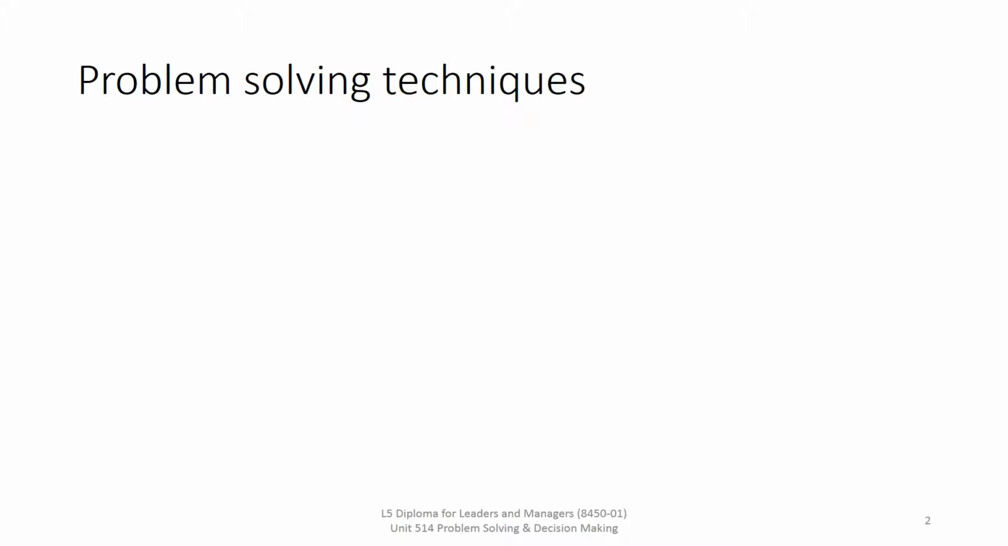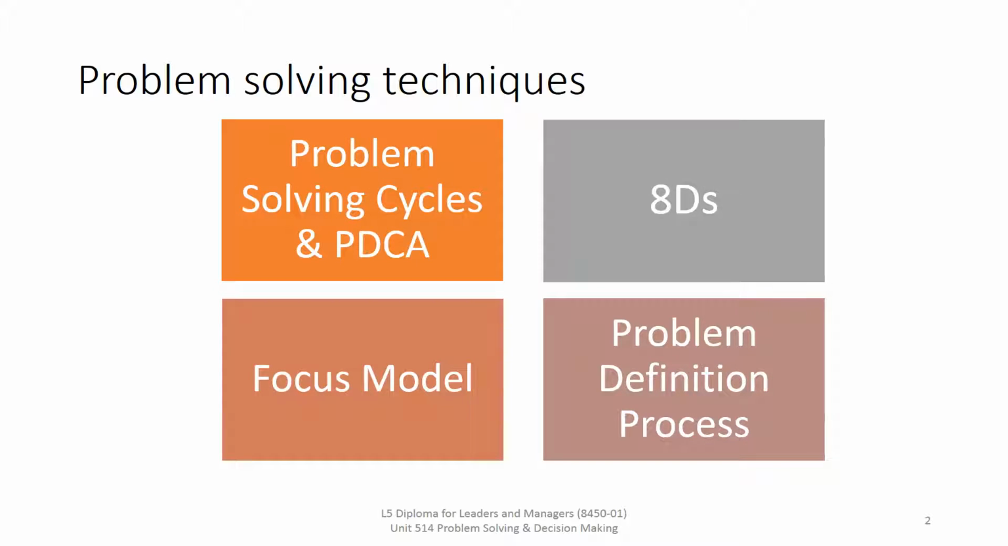Right then, let's consider some of the recognized problem solving techniques that are out there. We can use these as they are, or we can adapt them, because they're not rules, they're just a set of principles that someone's come up with about how to solve problems based around the 4 basic steps we talked about before. We can adapt them to our situation, but to adapt them and use them, we need to be aware of them and understand them. So we're going to look at 4 briefly, and then you can do some further research or look at some others that are out there. But the 4 we're going to look at are the problem solving cycles and PDCA, the 8 Ds, the focus model, and the problem definition process. So we'll start by looking at problem solving cycles.